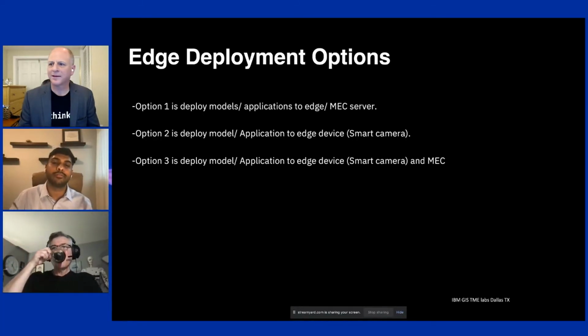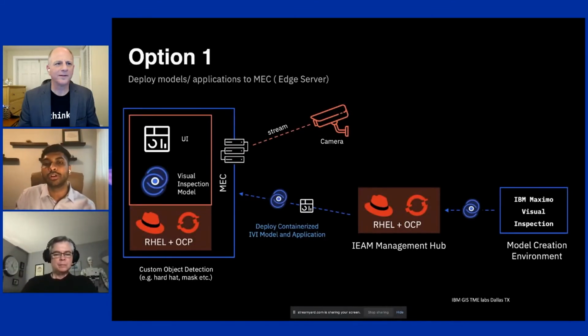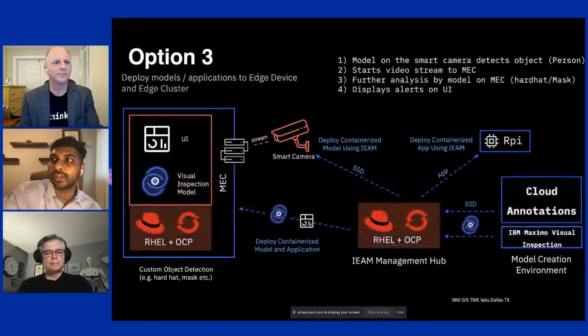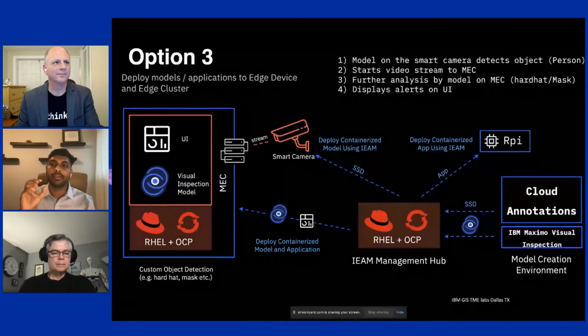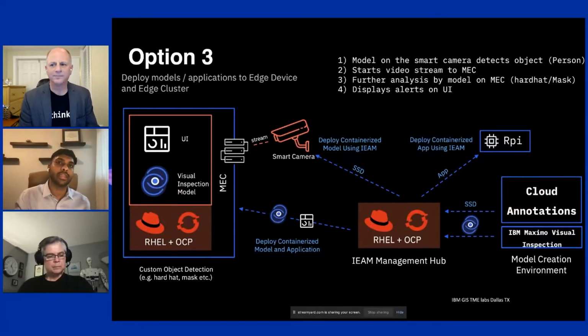So, depending on the hardware that you have and the particular use case, you can either deploy these workloads directly on an edge server, or you could deploy it directly on an edge device like a smart camera. And actually today in our use case, we're doing a combination of both, where we have a simple lightweight model that's running on the smart camera or the edge device. And we have a model that we have built using IBM Maximo Visual Inspection. And this is specifically trained to identify an object, right? In this case, it's going to be a hard hat. And we've deployed that onto the edge server.